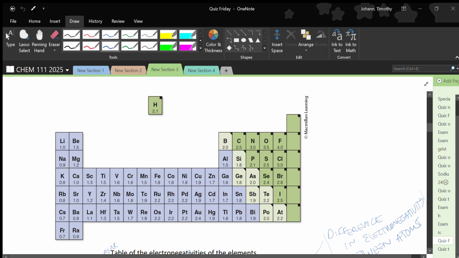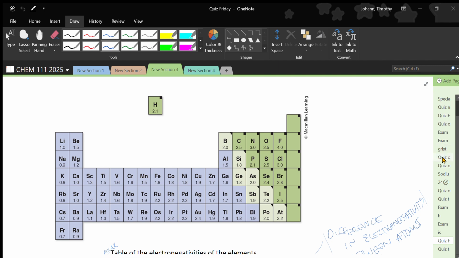Carbon and sulfur, 2.5 and 2.5. Is that a polar bond? No, okay, because it's 0. So it's less than 0.5. With this table, I guess we could get fractional differences that are smaller than that.